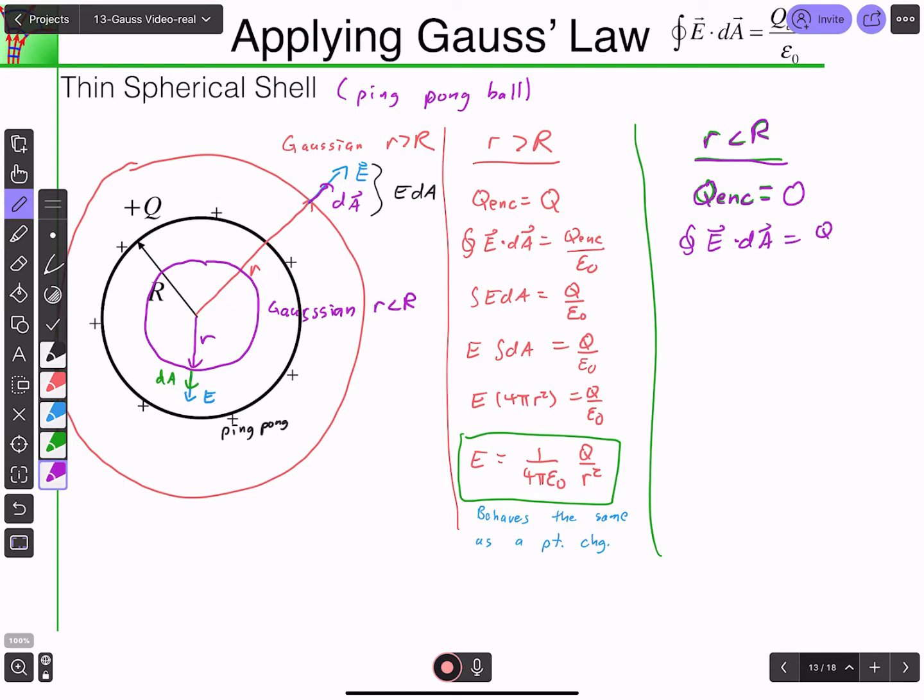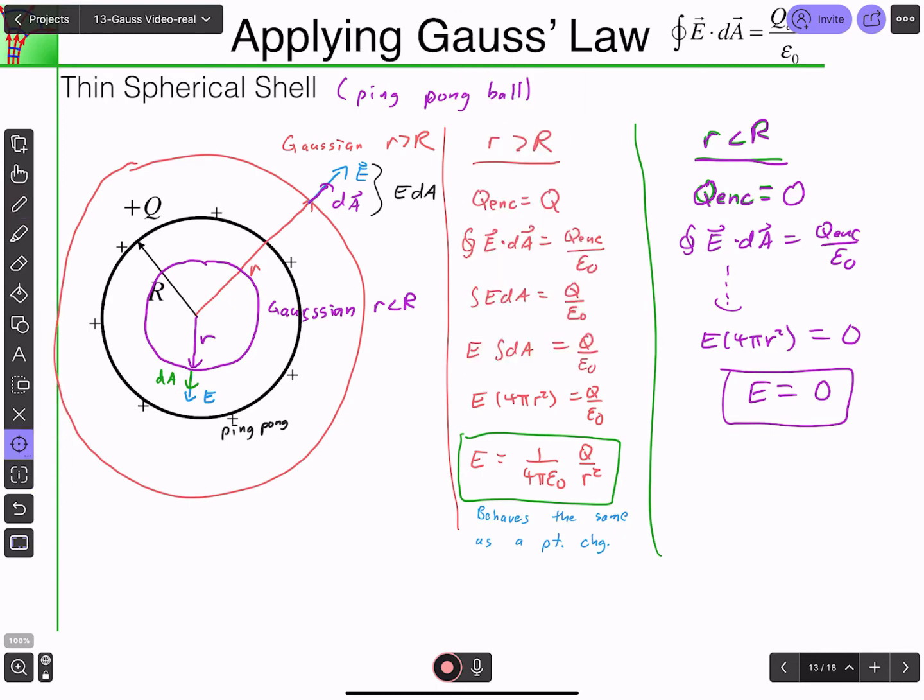You write down Gauss's law, Q enclosed over epsilon naught, and this here, just like before, is going to lead to E times 4 pi r squared equals Q enclosed over epsilon naught, and Q enclosed is 0. So that leads to an electric field equal to 0. So inside the sphere, the electric field is 0.